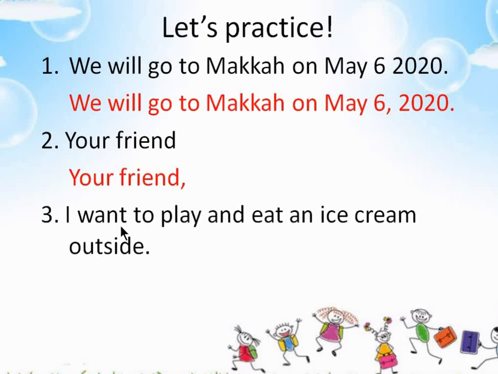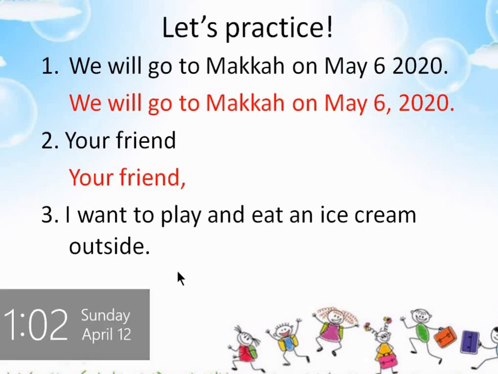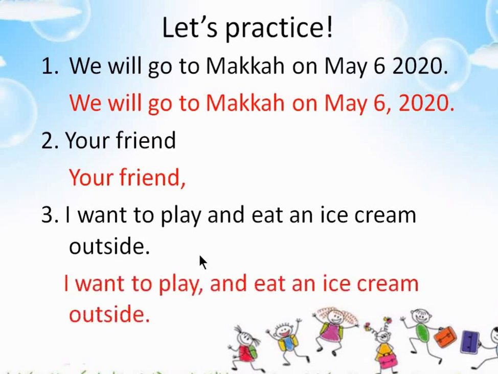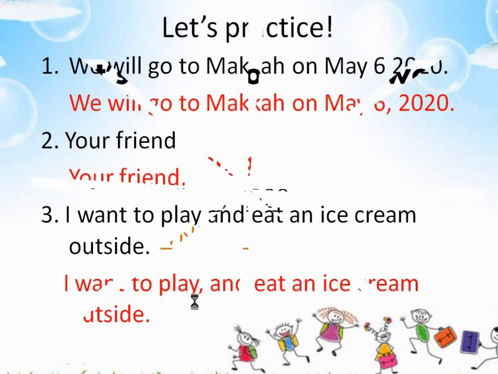The last sentence here is, I want to play and eat an ice cream outside. So this is our conjunction. Where am I going to put the comma? Excellent. Before the conjunction. Good job.